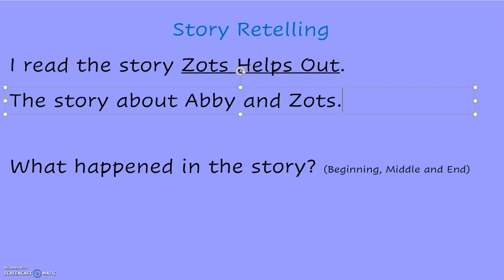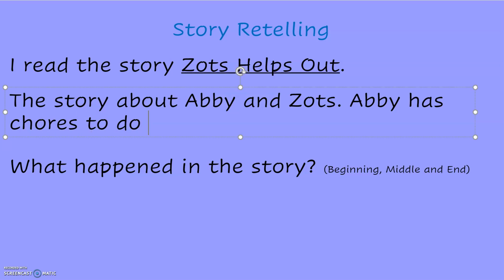And what happens? Abby has what? What does Abby have to do? She has chores to do, right? Abby has chores to do. And what is Zots going to do? And Zots wants to help, right? He's just being a good friend. Oh my, though. Okay, let's go through some of the events.